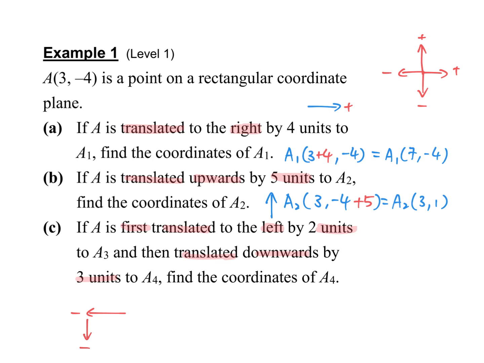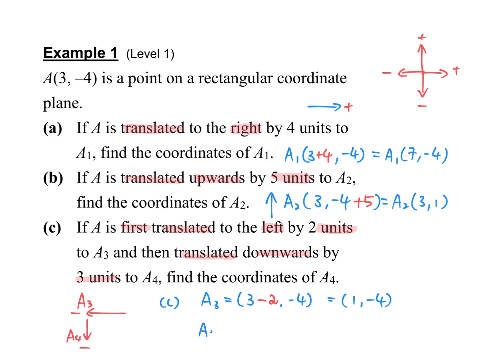And now let's see. When it is firstly translated to the left, it is a horizontal line. The y coordinate is still -4. And now starting point 3, to the left, it is a minus, by 2 units, so -2. So A3, the coordinates are 1 and -4.